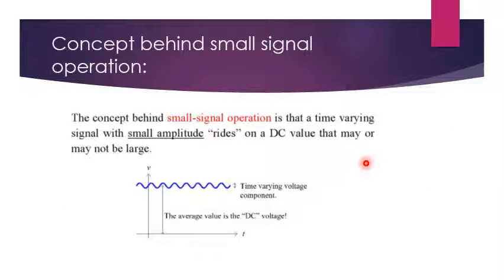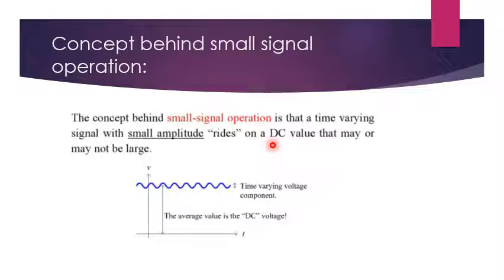Next, we'll see the concept behind small signal operation. The concept behind small signal operation is that a time varying signal with a small amplitude rides on a DC value, that may or may not be large. You might have studied in the first unit about the rectifiers. So what is that small amplitude that rides on a DC value? Obviously it is an AC signal. Clear? So a small amplitude rides on a DC value.